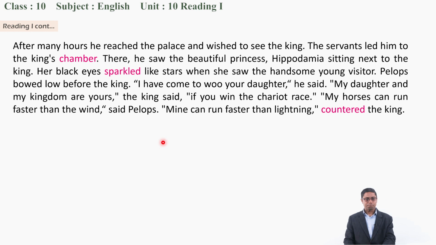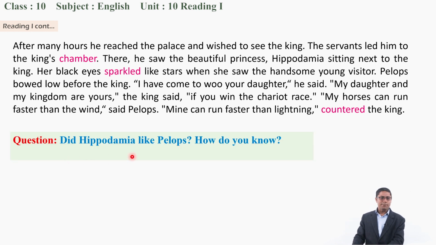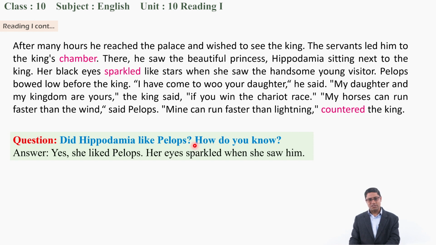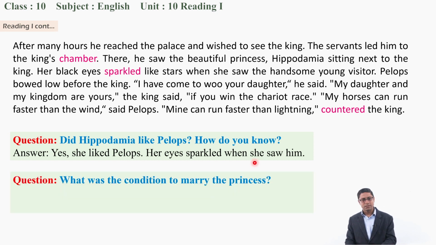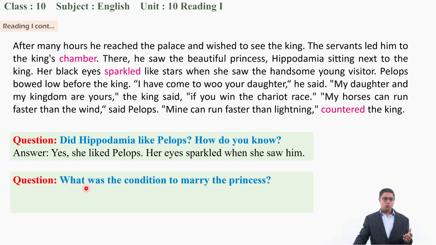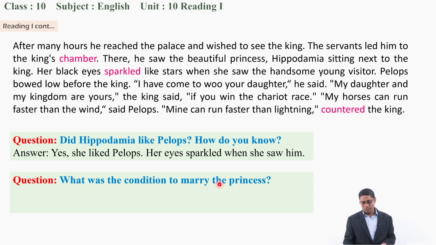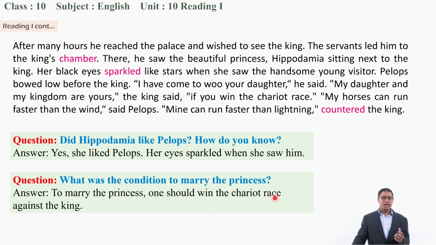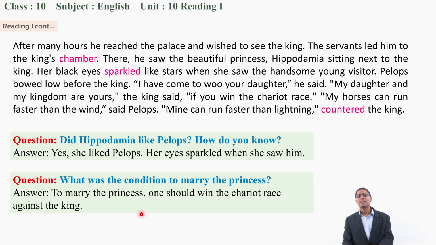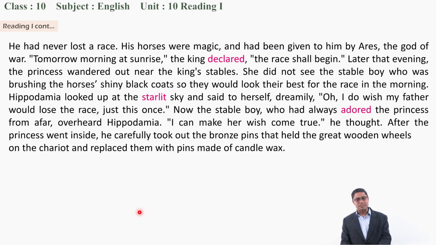Okay, let's see. There's a question. Did Hippodamia like Pelops? How do you know? Did she like? Certainly, yes. She liked Pelops because her eyes sparkled as soon as she saw him. Similar next question is also there. What was the condition to marry the princess? We have already discussed the condition. The condition was one should win the chariot race against the king. Pelops should win the chariot race against the king if he wanted to marry the princess.